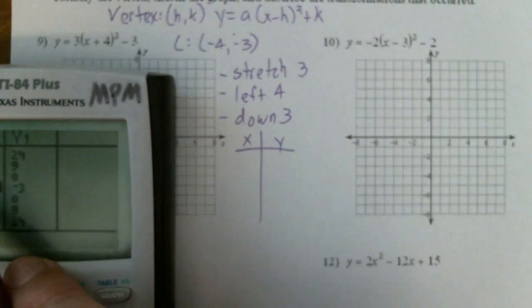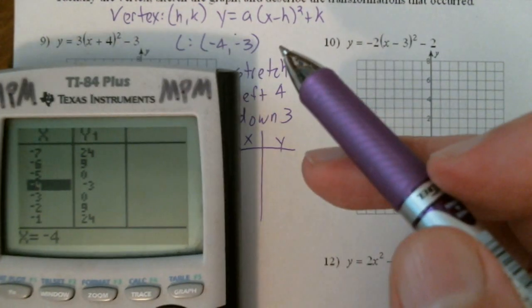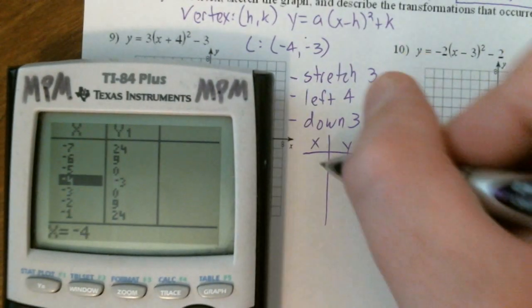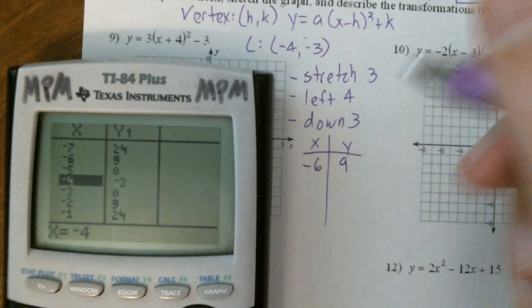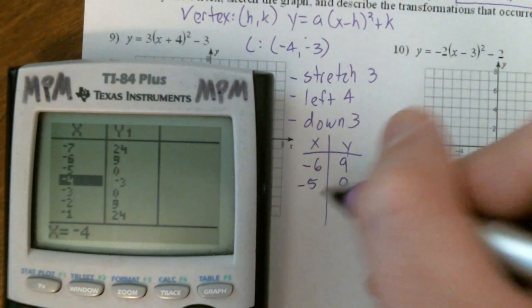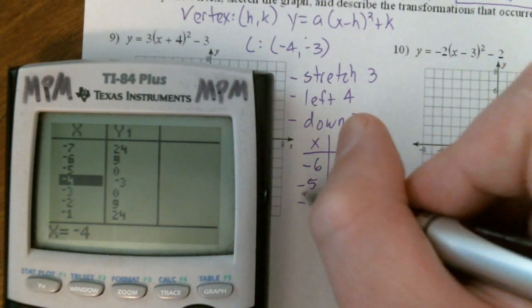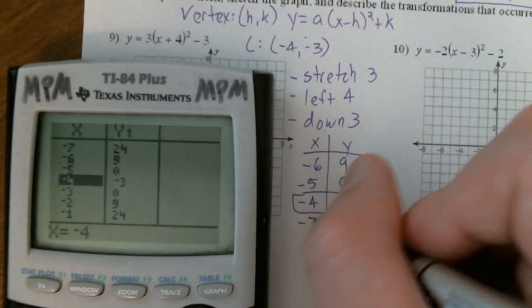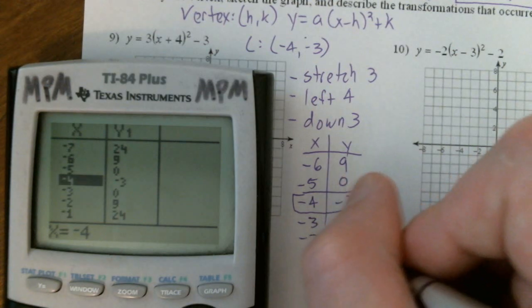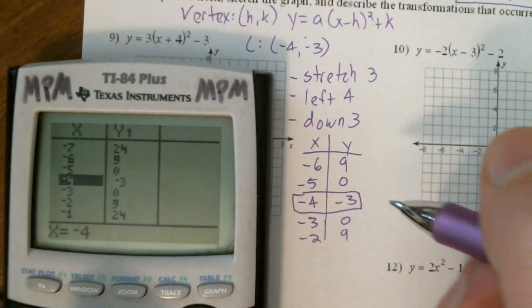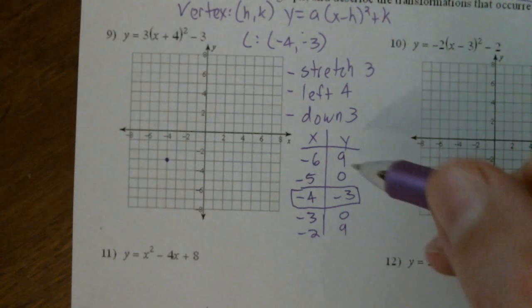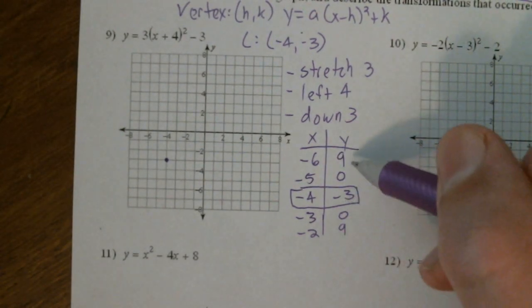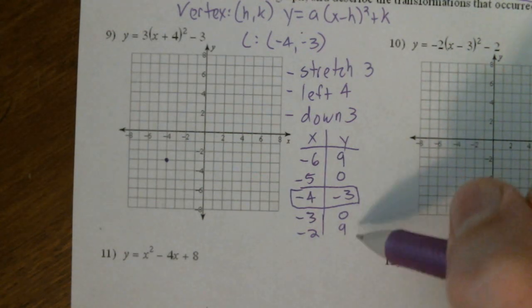Okay, so I'm going to grab the 2 points above the vertex. So I'll grab the -6, 9, -5, 0. There's my vertex, -4, -3. I like to put a box around that, so I'll make sure I get the 2 above and below. And the next 2 points, -3, 0, -2, 9. And I'm ready to plot my points. And notice, guys, that it's symmetrical. These y values are perfectly symmetrical around the vertex. If those numbers don't match these numbers, then you did something wrong.